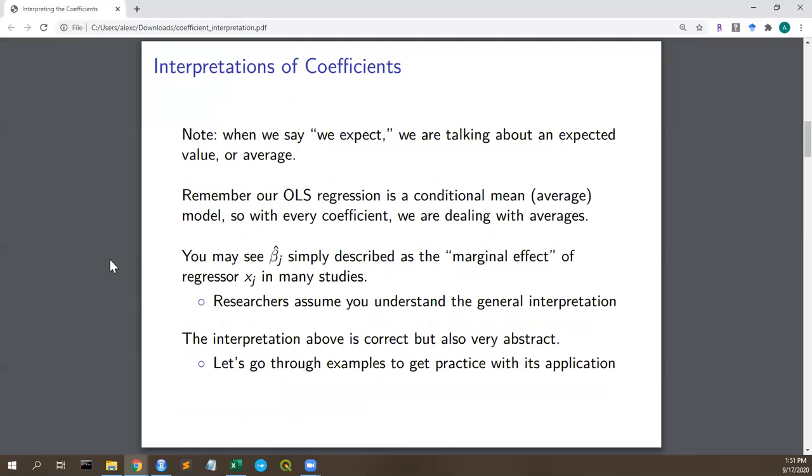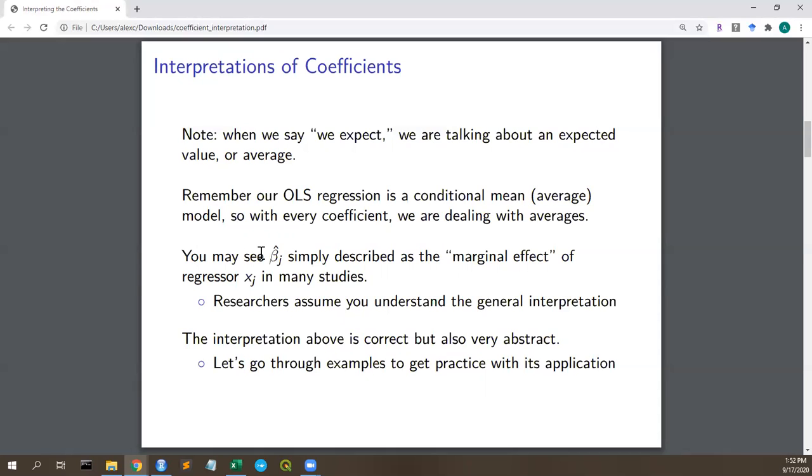So when we say we expect, we're talking about an average. So when we expect an increase of beta 1 given a 1 unit increase in square footage, that means on average. Now, of course, this is not always going to be true. In some cases, we can have more. In some cases, it can be less. But on average, we're going to expect that with a 1 unit increase, we'll have a beta 1 increase in whatever y is measured in.